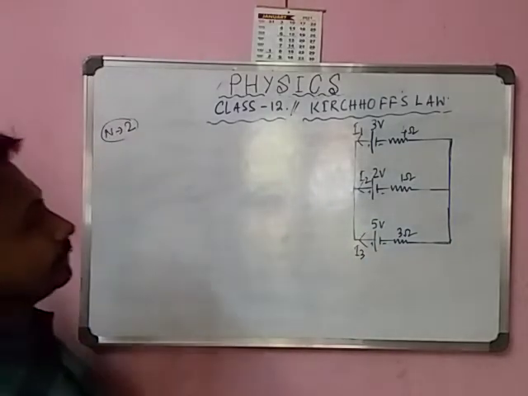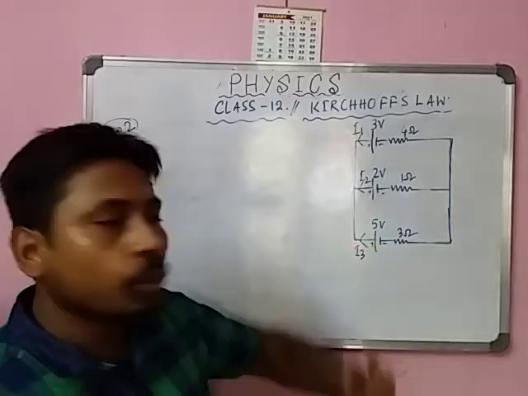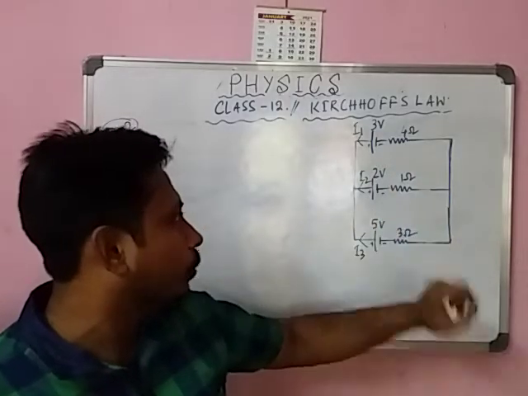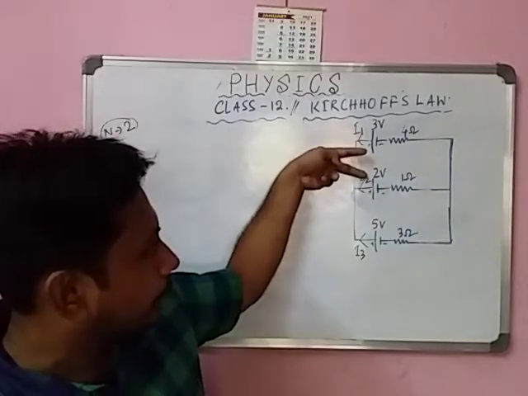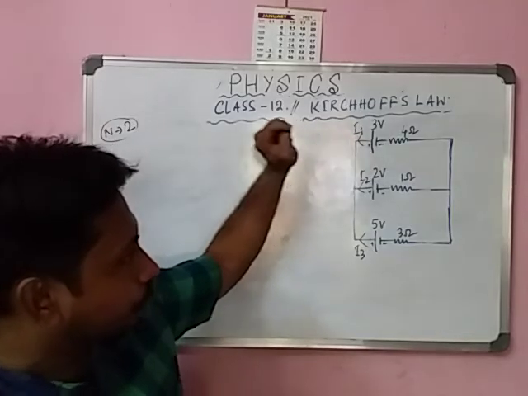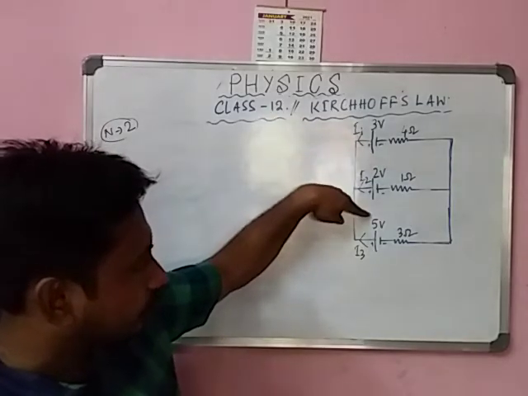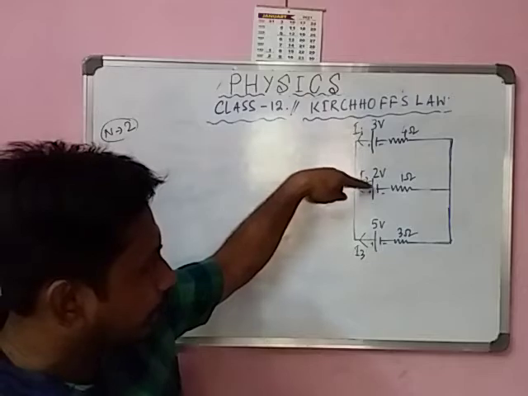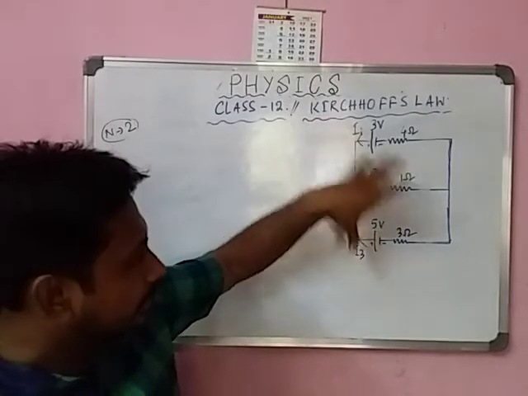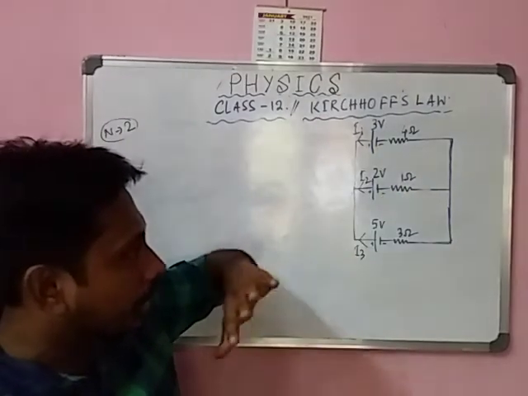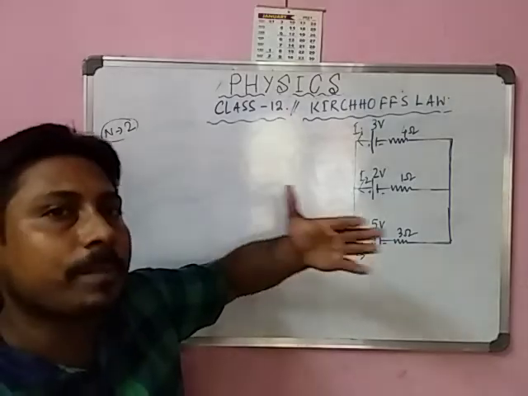Now students, see, there are 2 loops, but in the first loop there are 2 EMFs, 3 and 2. And whenever you consider the second loop, there are also 2 EMFs, 2 and 5. Now this type of problem, how can you solve it with the help of Kirchhoff's law?